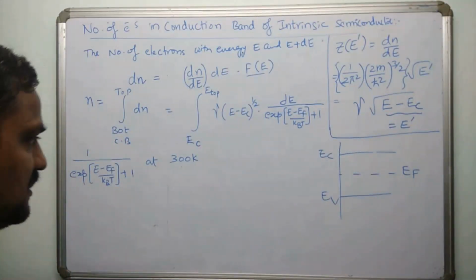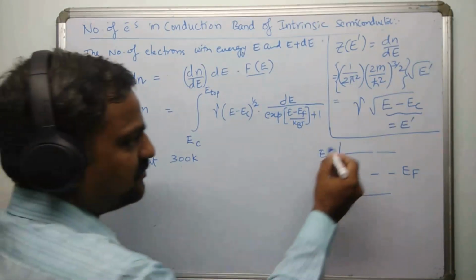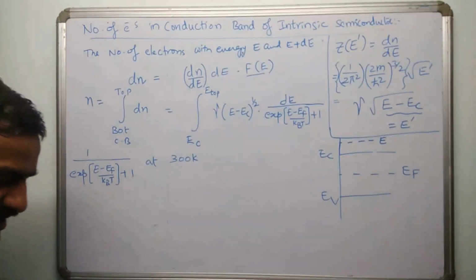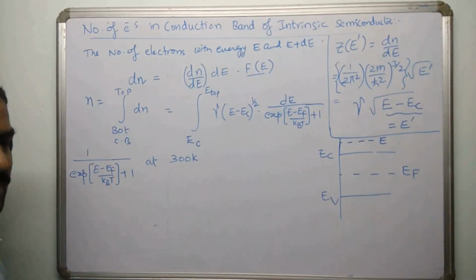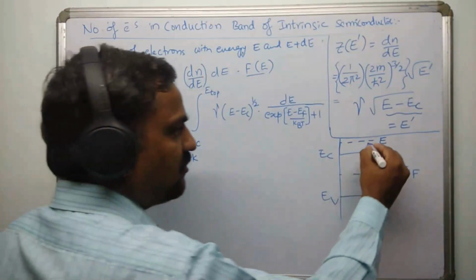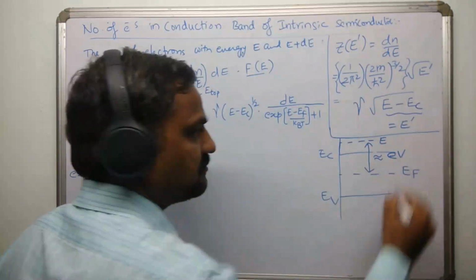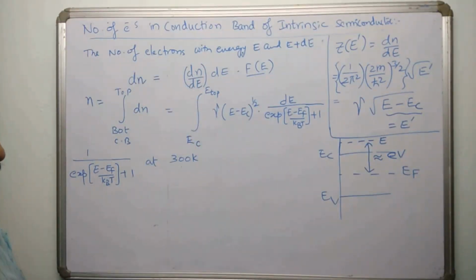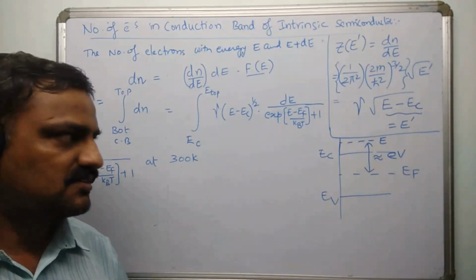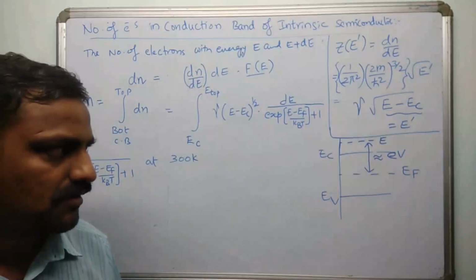So at room temperature, if we consider this E minus EF term, you can clearly see we are talking about the energies in the conduction band. E is the energy of the electron, and the electron is in the conduction band. So this energy is definitely going to be of the order of an electron volt. Why? Because the energy gap between the conduction and valence band in a semiconductor is of the order of 1 electron volt. It may be slightly more or less, but roughly it is of the order of 1 electron volt.